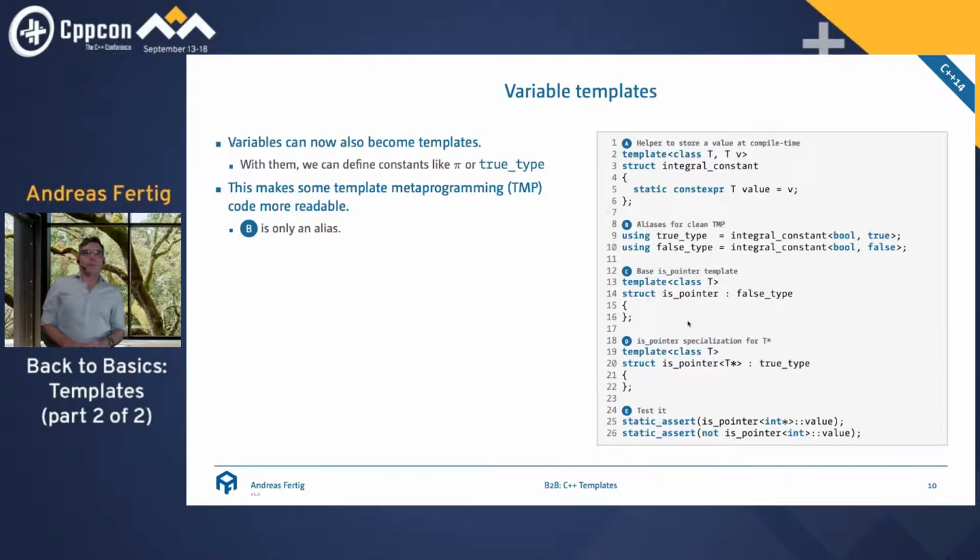Then we are having one more thing. These are variable templates. Variables can become templates in C++14 as well. This helps us to define constants like pi and have it converted into different types. So if you define it for double, then you have the 3.14 and so forth, whatever your precision is there. And if you convert it to an int, you only have the 3.